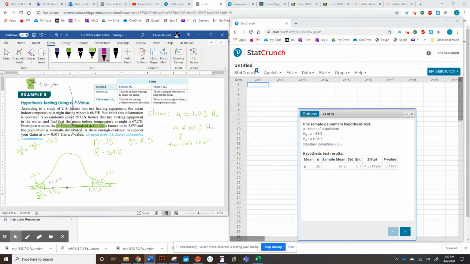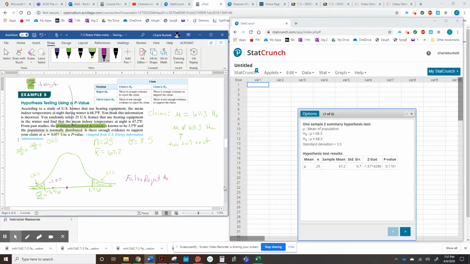So since my z-score is not in my shaded section, this, remember, is the rejection section. It's not in the shaded section, so we're not going to reject it. And if we do not reject it, we just simply say that we fail to reject H sub O.